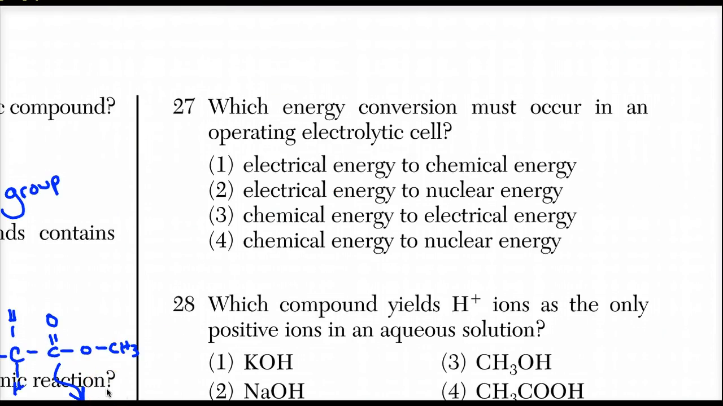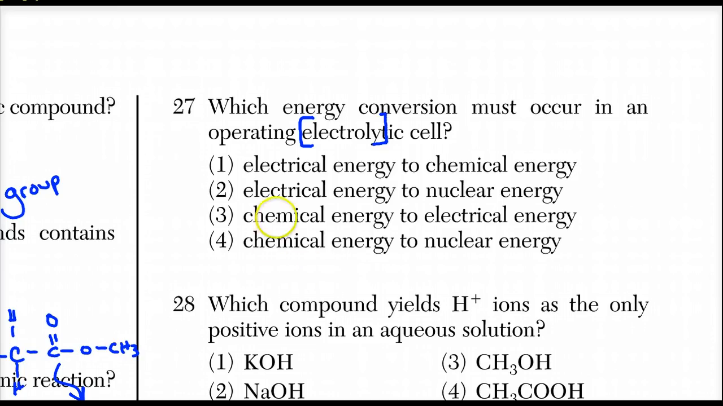Or should I say number 27? Which energy conversion must occur in an operating electrolytic cell? Electrolytic cell, electricity is needed. So this is the one that needs a battery. Why? Because it's non-spontaneous. It's like electroplating, electrolysis of a fused salt. You need a battery to make a reaction that doesn't normally occur.